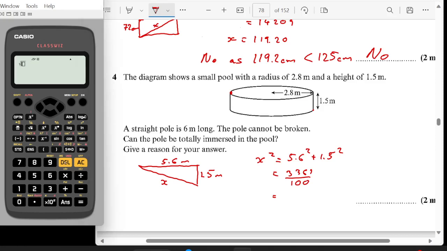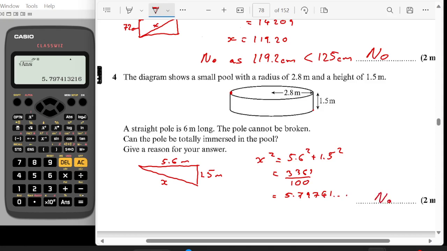So if I square root that, my answer is going to be 5.79741... So can it be totally submersed? No. A similar reason. Let's go 5.80, to 3 significant figures, meters is less than 6 meters.